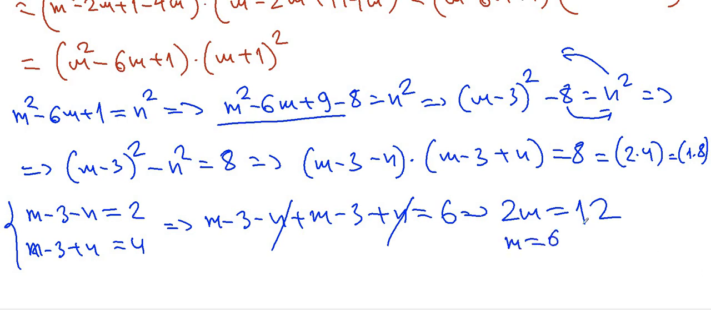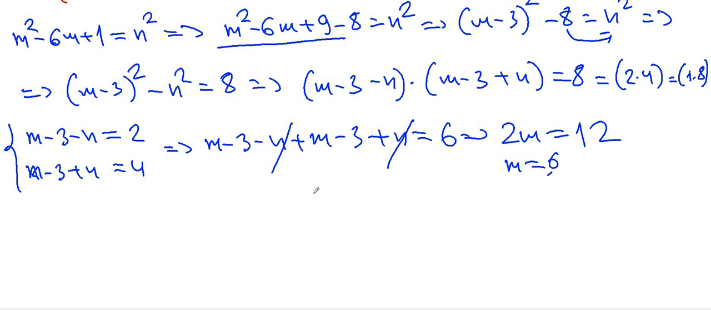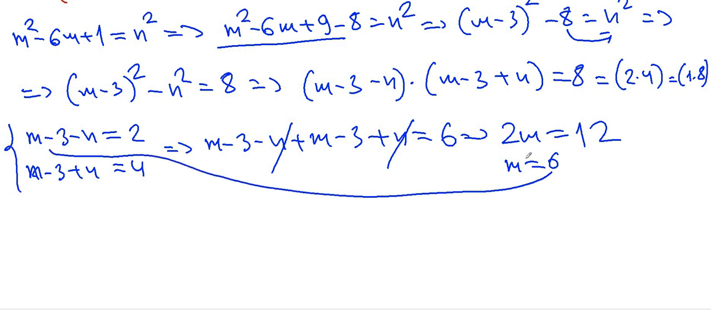and therefore m is equal to 6. So now if m is equal to 6 and then plugging into here m, I will get that n is equal to 1. So therefore here I will get the first set of solutions: m is equal to 6 and n is equal to 1.